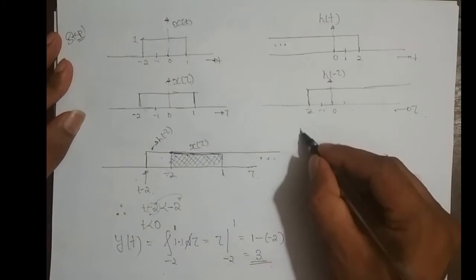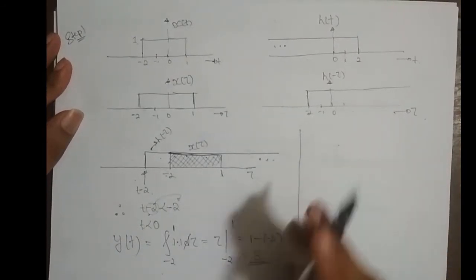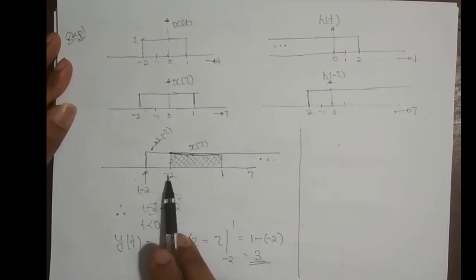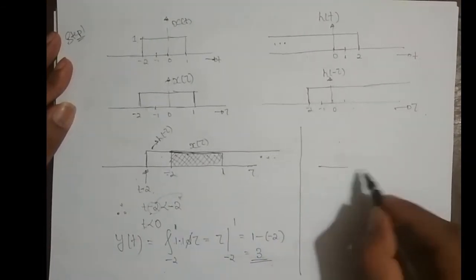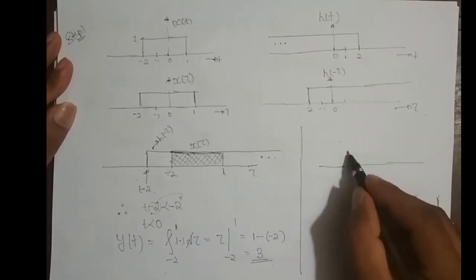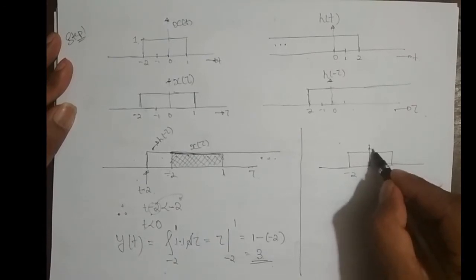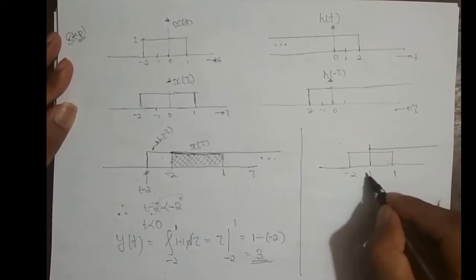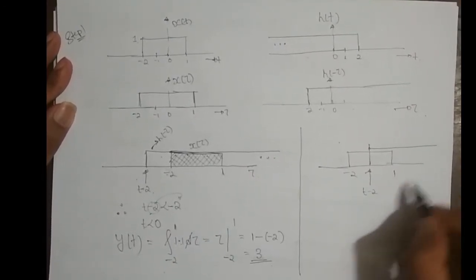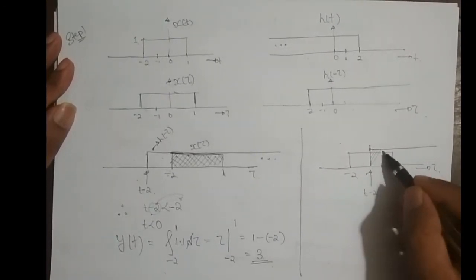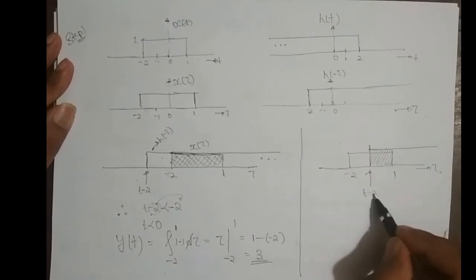Okay. So now the second overlap portion, I have to move this t minus 2 somewhere still in between minus 2 to 1, right? If this is minus 2 and this is 1, I'll move the slider in between minus 2 to 1. So this is my t minus 2 and this is tau. Where does the overlap start? It starts from t minus 2 and ends at 1.